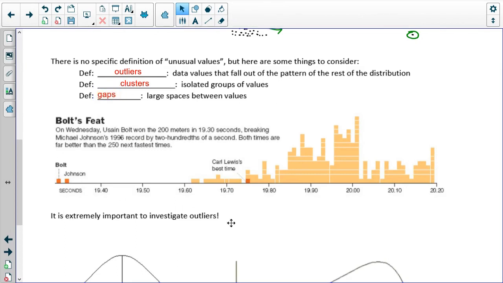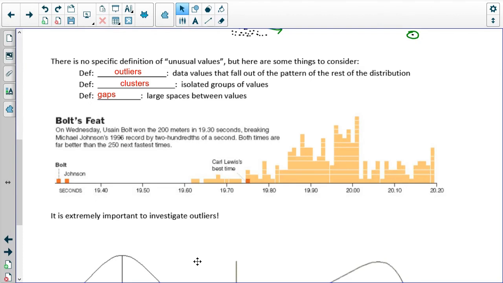So if we look at this data about the fastest times that are winning races, basically. So times that win races, when we look at that, Usain Bolt and Michael Johnson were way, way, way to the left. There's a giant gap. So the gap is the large space between values. And then if we had maybe 4 or 5 data points over by Bolt and Johnson, we would call that a cluster. Right now, they look like outliers. They're far away from the pattern of the rest of the distribution.